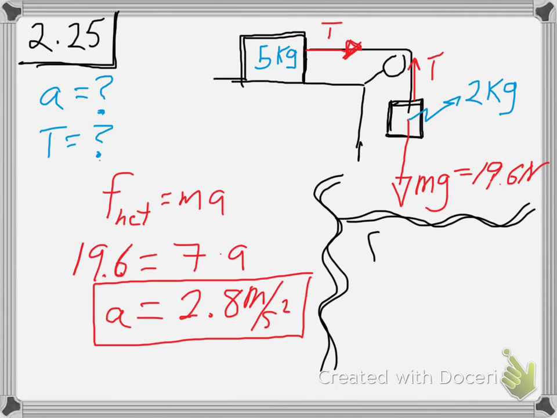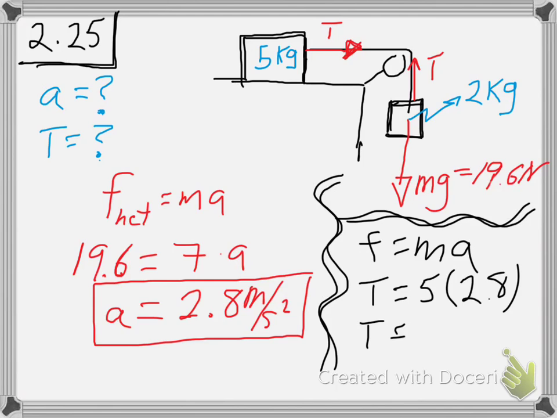Again, I'm going to go F equals ma, and the force that's acting on the 5 kilogram mass is the tension. There's no other forces here. The mass is 5. I know the acceleration is 2.8. And therefore the tension in the string should be 5 times 2.8, so you end up with the tension being 14 newtons.